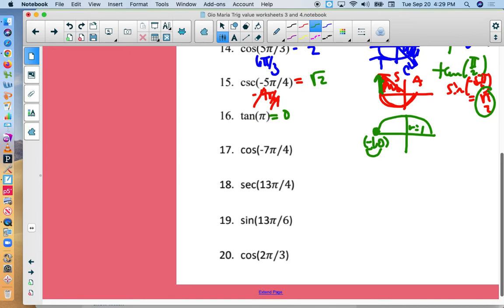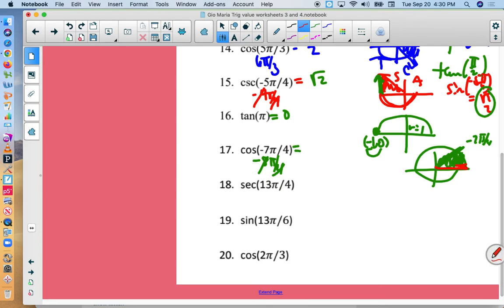Negative 7 pi over 4 is really close to negative 8 pi over 4, which will be negative 2 pi. That's negative 8 pi over 4, so this didn't quite make it. This must be negative 7 pi over 4. 45-degree angle. In the first quadrant where its cosine is positive, your x value would be positive, and that's just root 2 over 2.